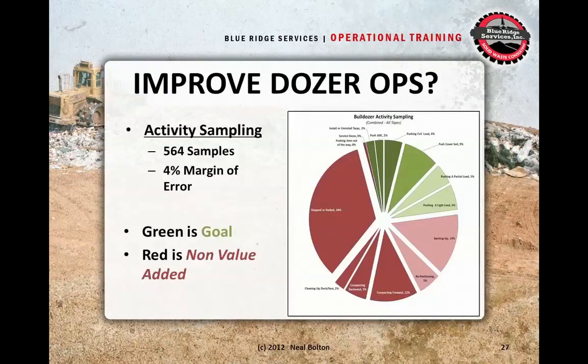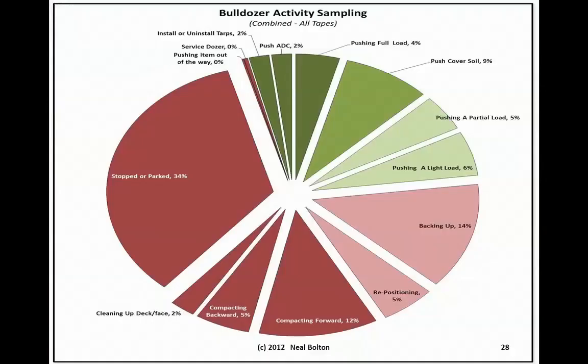Here's some activity sampling results for a bulldozer. It's based on 564 samples or snapshots of what the dozer is doing, and it's within a 4% margin of error. And what we see here is that the green parts of the chart are value added. They're things that are important. They are, starting at the top, installing or uninstalling tarps, pushing ADC, pushing a full load, pushing cover soil. So the darker green parts of this are the value added activities. They're the things that need to be done and should be done.